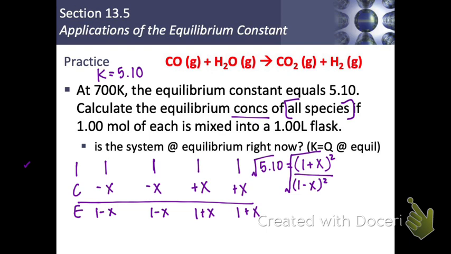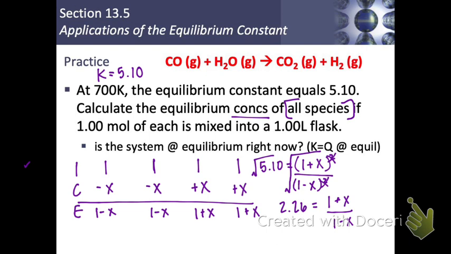That's going to save me so much time with FOIL and all that kind of stuff. If I have a square on the top and a square on the bottom, I can square root that, and I'm going to be left with the square root of 5.10, which is 2.26 equals 1 plus x over 1 minus x. Because really I'm just getting rid of the square here. I'm not actually taking the square root of 1 or the square root of x, right? Does that part make sense?